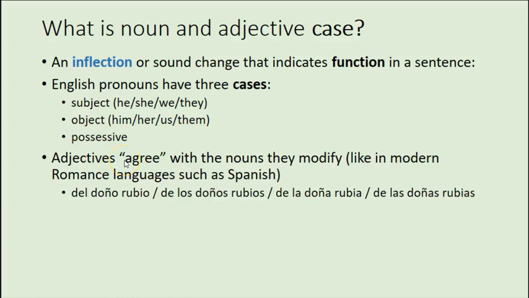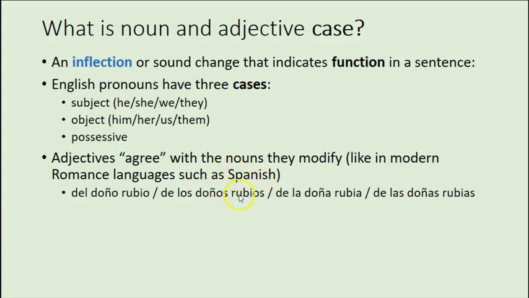Adjectives in languages that are more richly inflected than English agree with the nouns they modify. In modern Romance languages, such as Spanish, we'll say, of the fair-haired lord, of the blonde lord, del doño rubio, de los doños rubios. Notice that the adjective rubio has changed to modify doños.